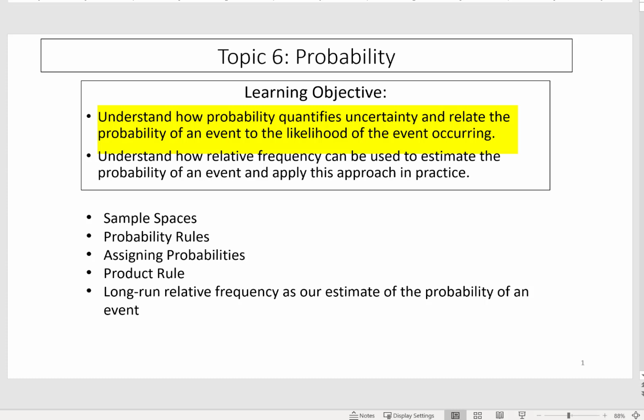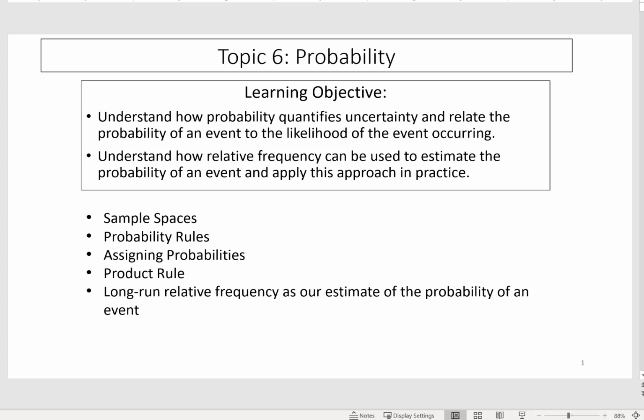The learning objective is to understand how probability quantifies uncertainty and relate the probability of an event to the likelihood of the event occurring. To understand how relative frequency can be used to estimate the probability of an event and apply this approach in practice. We're going to be looking at sample spaces, some probability rules, assigning probabilities, the product rule, and long-run relative frequency as an estimate of the probability of an event.